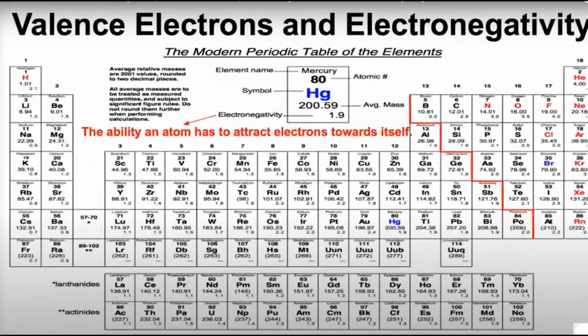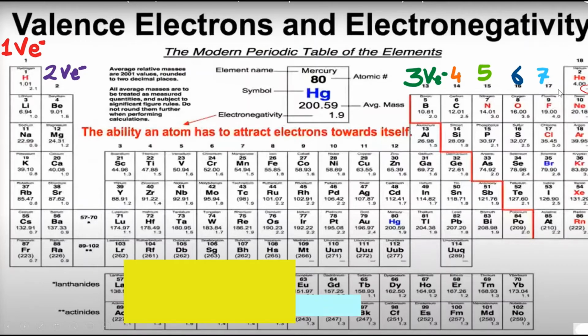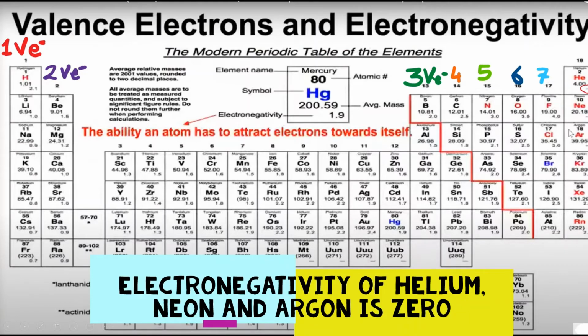And if you can see here, hydrogen has a valence electron of 1. For this group, beryllium, magnesium, calcium, and so on, the second group, they have 2 valence electrons. Similarly, group number 13 has 3 valence electrons. Group number 14 has 4. Group number 15 has 5. Group number 16 has 6 valence electrons. And group number 17 has 7 valence electrons. And the last group, the noble gas group, the 18th group, has electronegativity almost 0. So have a look at these figures.